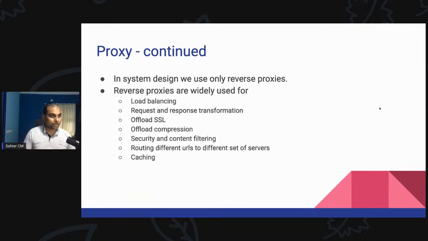Then routing different URLs to different sets of servers. So let us say your application has a customer endpoint as well as an employee endpoint. So /customer could go to a bunch of different application servers, and /employee could go to a different set of application servers. That is URL mapping essentially. That could be done by a reverse proxy. Caching, again, we are going to see caching in a bit more detail, but caching in general is saving content so that it can be accessed faster. So all these things can be done by a proxy.